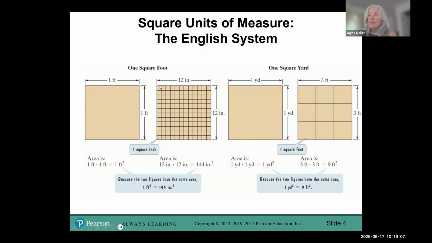So if I break this up by 12 in each way, notice that a square inch isn't 12 times bigger than a square foot. It's 12 times 12 times bigger. So a square foot is 144 square inches. And then let's look at a square yard. If we divide the yard up into 3 by 3, so the yard is 3 feet by 3 feet, that you can see is 9 square feet.